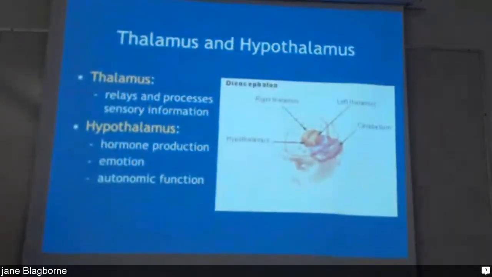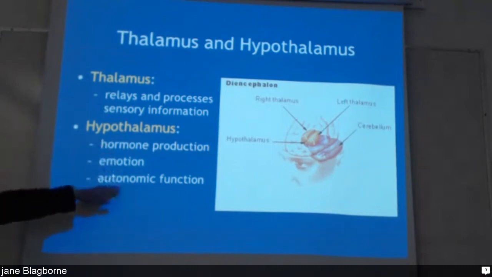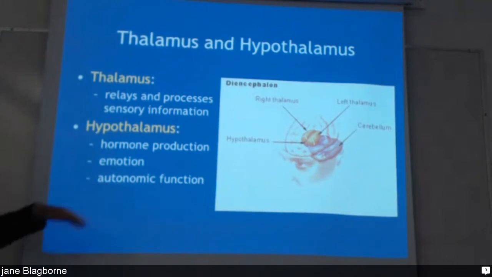The thalamus relays and processes sensory information. You'll hear a lot about the thalamus and the hypothalamus. The hypothalamus is hormone production, emotions, and autonomic functions.